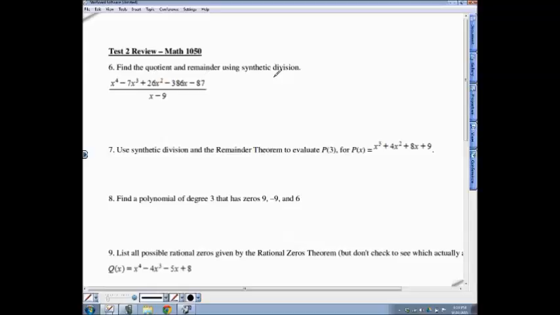Question 6 is to find the quotient and remainder using synthetic division. So this is done by an upside down long division bar, and you have to check the dividend up here in the numerator to make sure there aren't any missing terms, and there aren't.